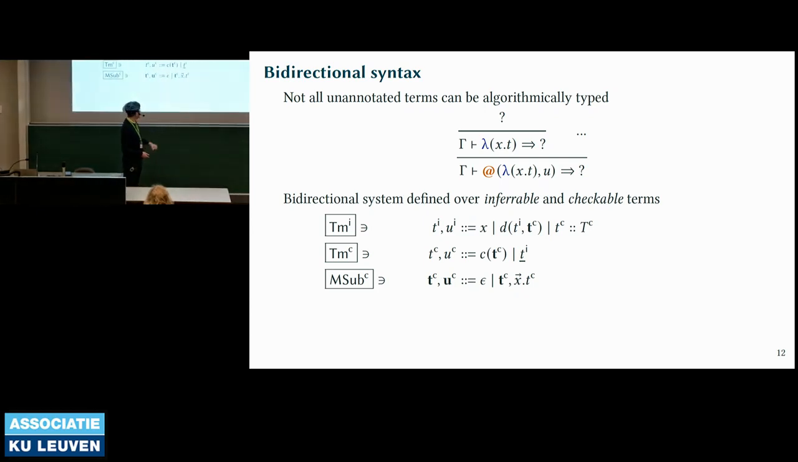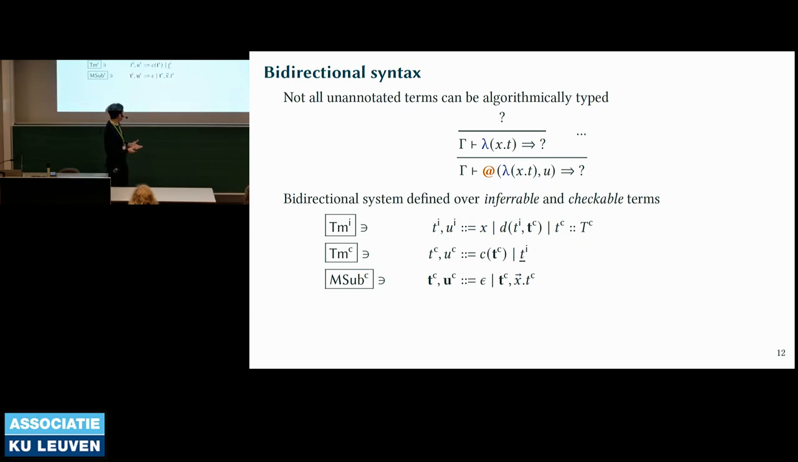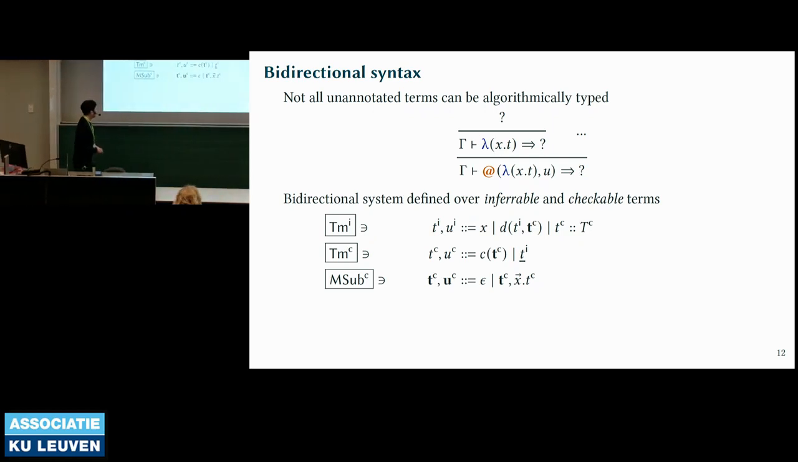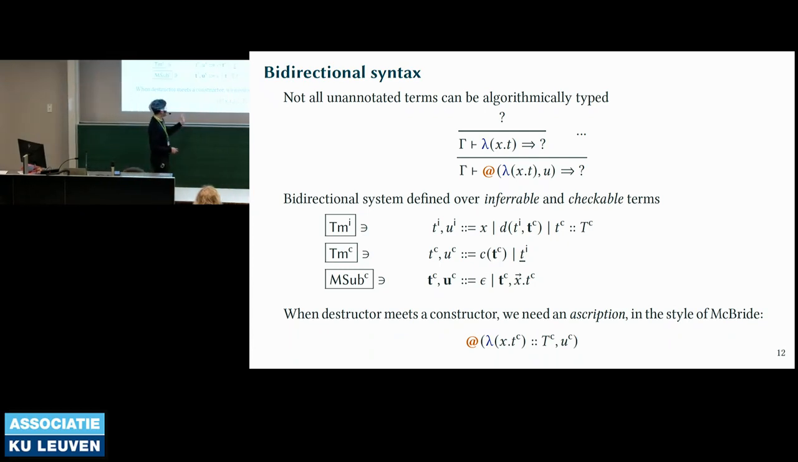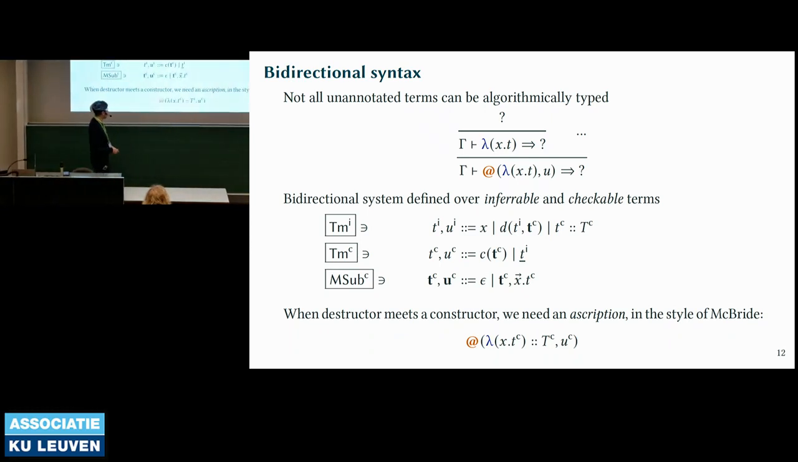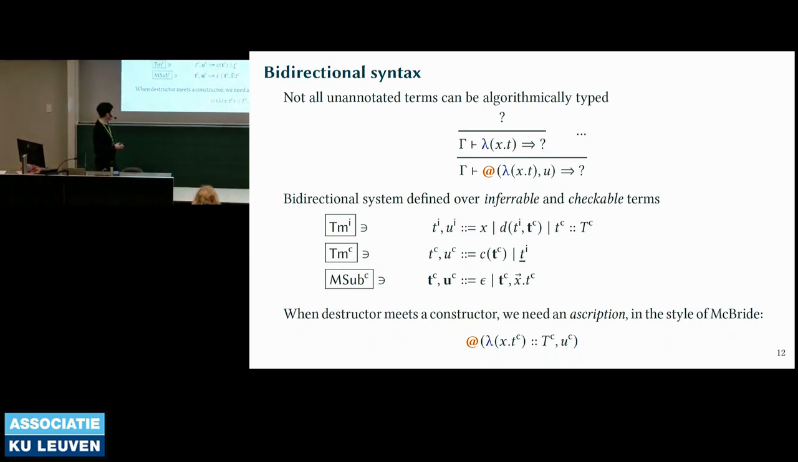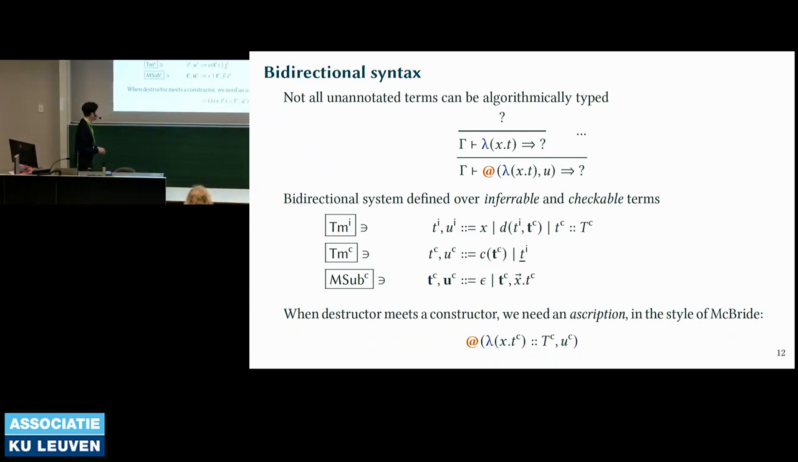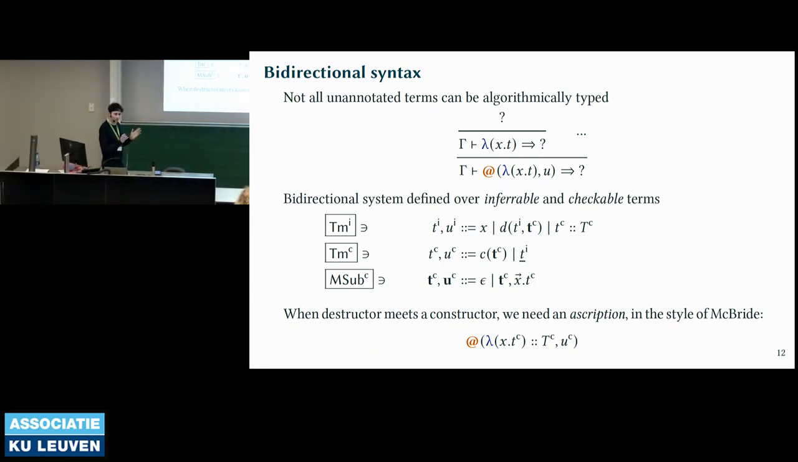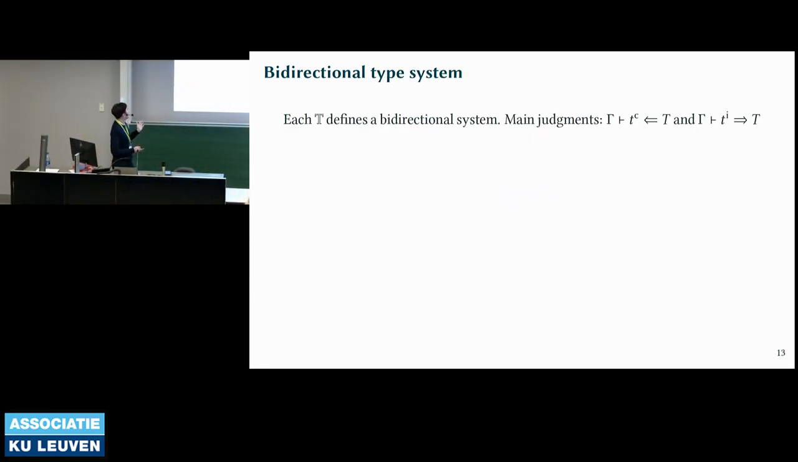Destructors can be inferred. And if you want to turn a checkable term into an inferable one, you also have the operation of sort ascription. Now, if you want to write beta redexes, they cannot be written directly, but instead you need to add a sort ascription, like in the works of Conor McBride. So this is the way that you should write it: whenever a destructor meets a constructor, you need to insert an annotation there. Okay, we have all of the ingredients needed to see the bidirectional type system then.